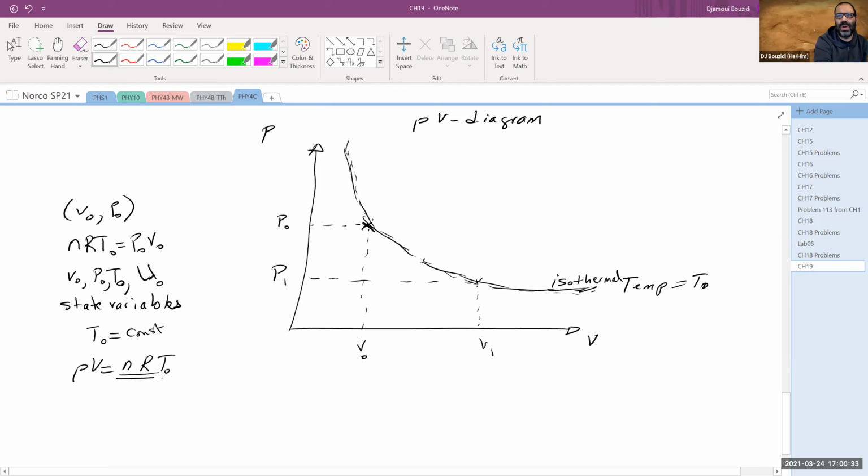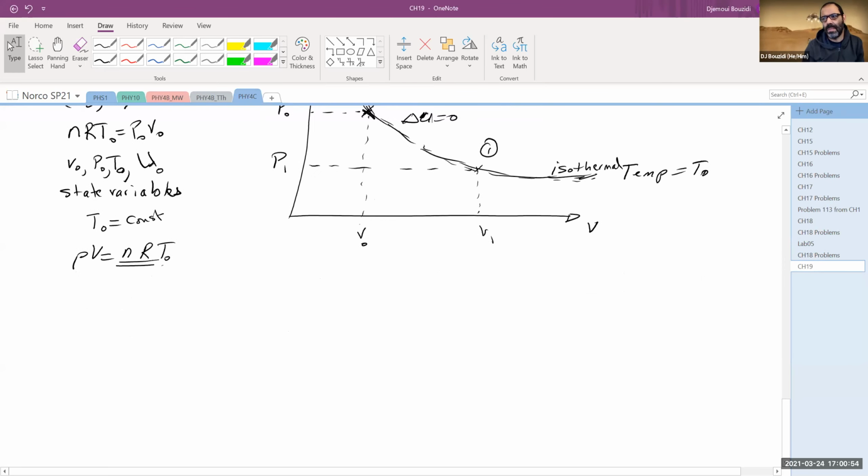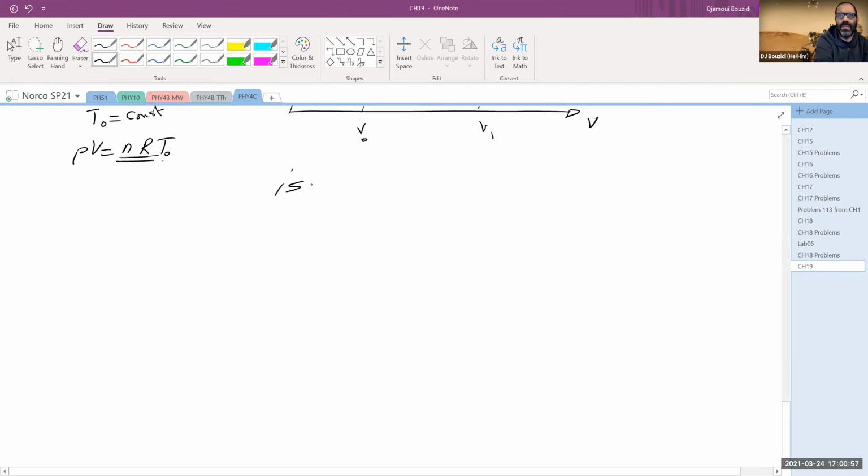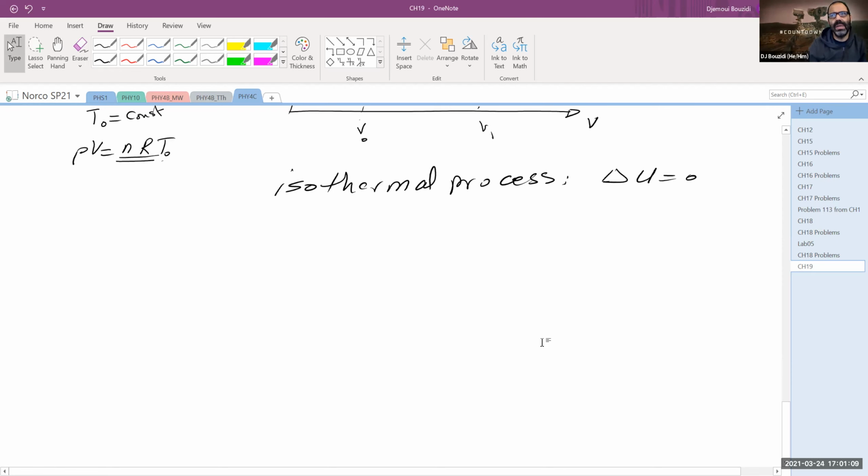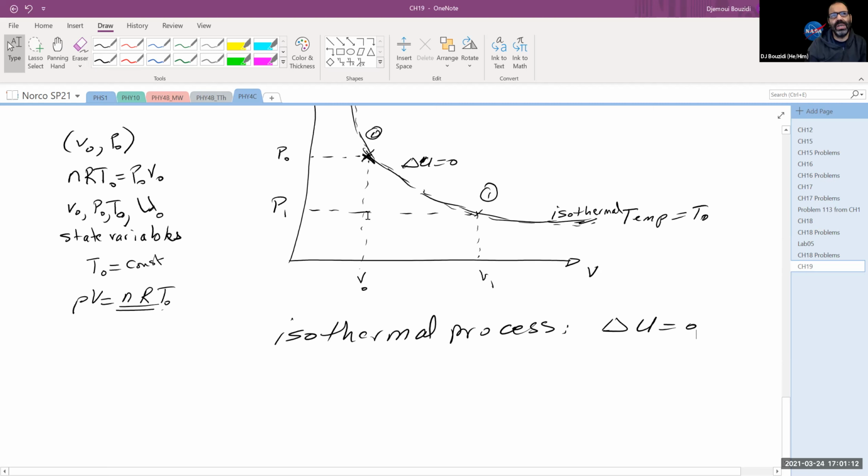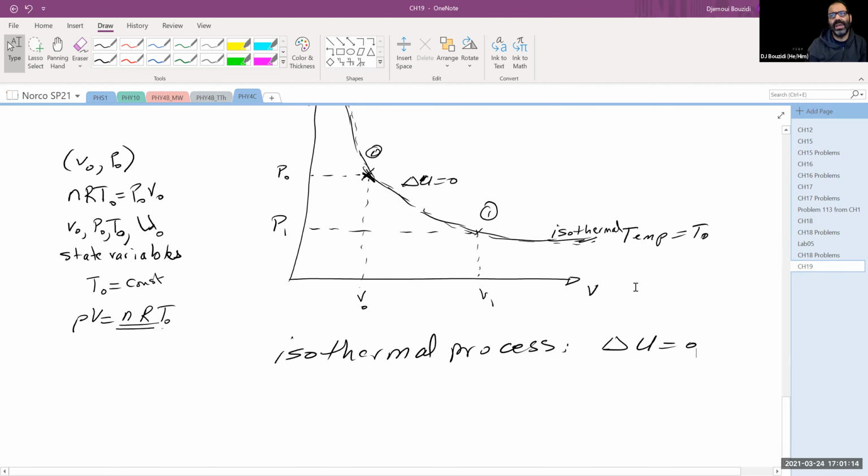Okay. In other words, if I go from point 0, I labeled it 0, to point 1 on this isothermal, there is no change in the energy. Actually, delta U is exactly equal to 0. Okay, and that is an important result. So this one is called an isothermal process. Delta U is equal to 0 because T is the same. That is what an isothermal is. Temperature doesn't change. So if temperature doesn't change, there is no change in the energy of the system.